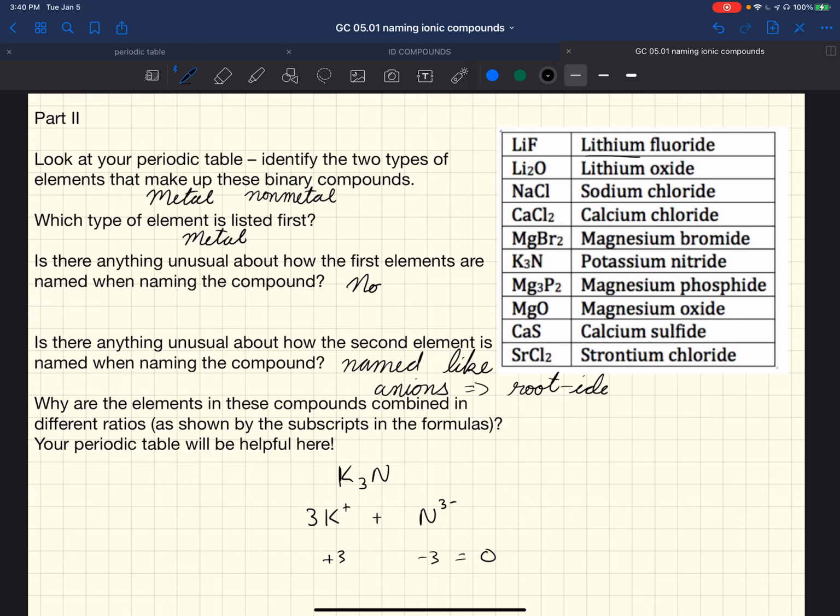So the elements are combined in these ratios in order to cancel charges. And this is really important, okay? For a compound, the net charge is 0.